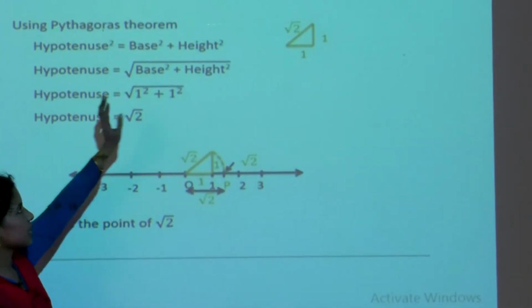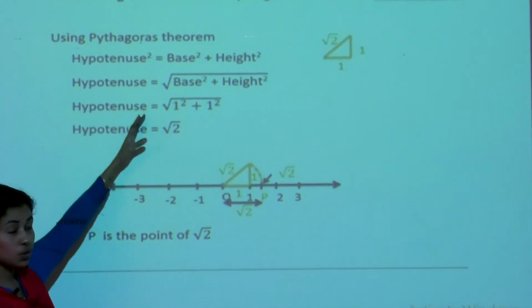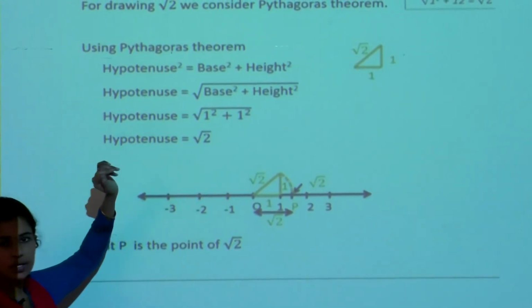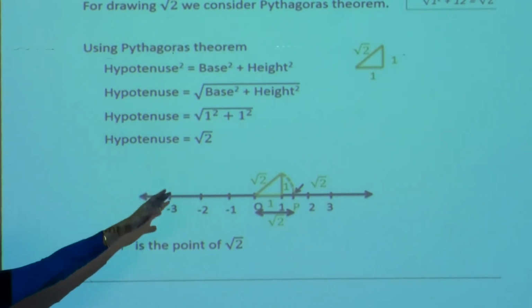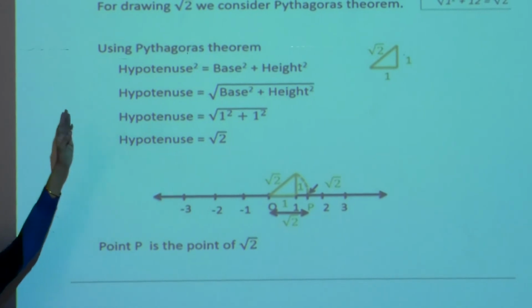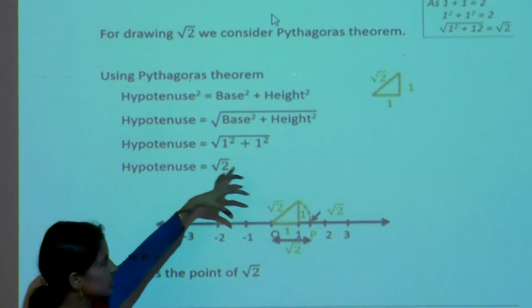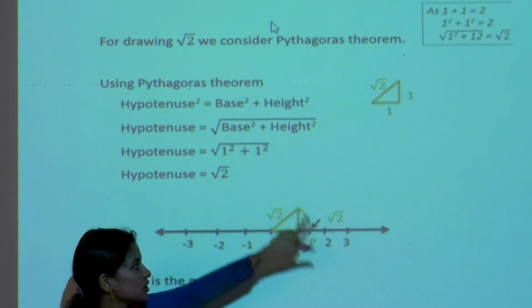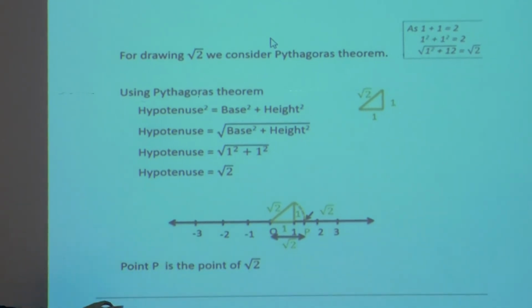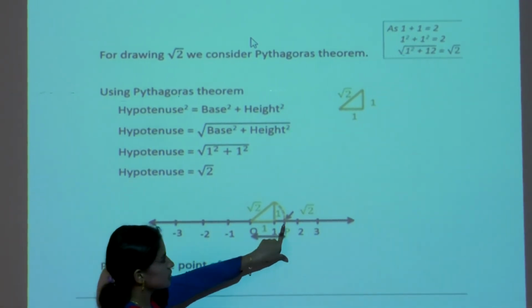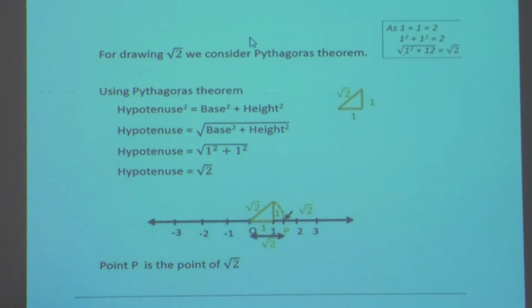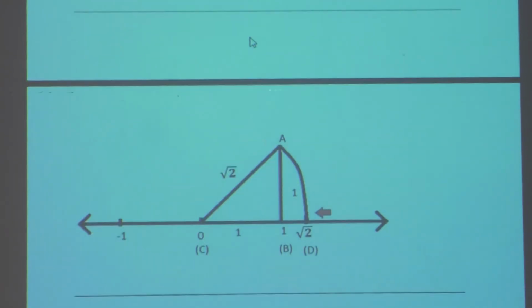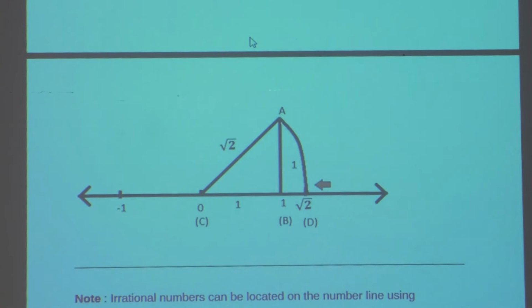Here we can see that by using the Pythagoras theorem, hypotenuse square is equal to base square plus height square. Hypotenuse is equal to the square root of base square plus height square. Base is 1 and height is also 1. So, the square root of 1 square plus 1 square, hypotenuse is equal to root 2. So, this length is root 2. I represent this length on the number line by using the compass. So, point P is called root 2. Root 2 always lies between 1 and 2. Here is the figure.